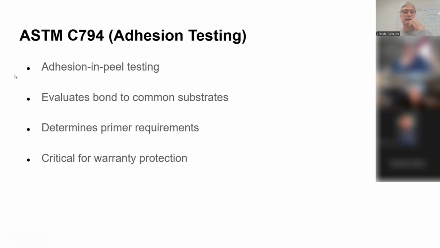Anyway, ASTM C794, adhesion and peel testing. It's going to give you a pound per linear inch from a certain substrate. It evaluates the bond to those substrates and determines primer requirements. So if you have poor adhesion and peel, say to concrete, then you may need a primer. And it's critical for warranty protection.